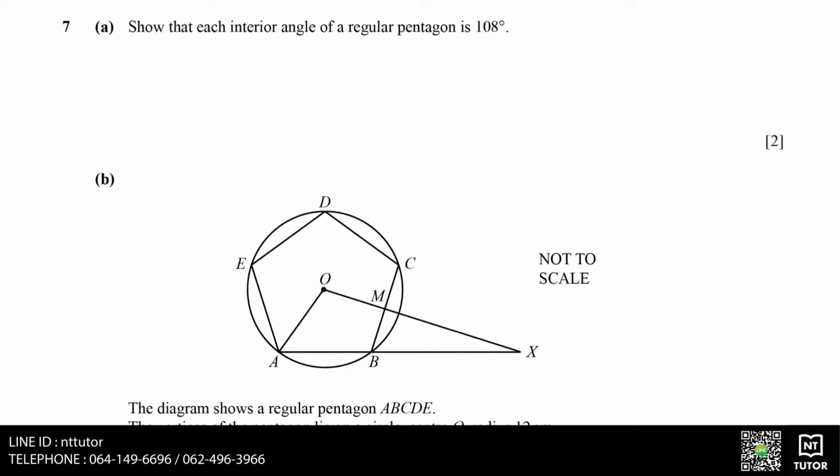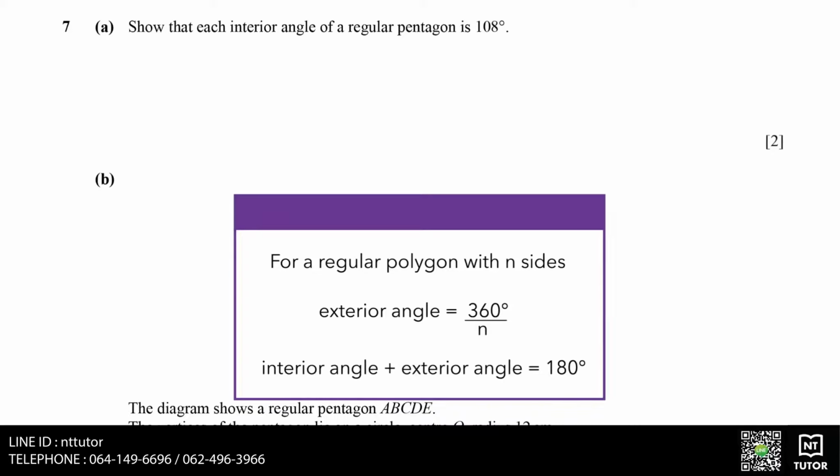A. Show that each interior angle of a regular pentagon is 108 degrees. We know that for a regular polygon with n sides, the interior angle plus the exterior angle equals 180 degrees. This means that the interior angle equals 180 minus exterior angle. And the exterior angle is equal to 360 divided by the number of sides.